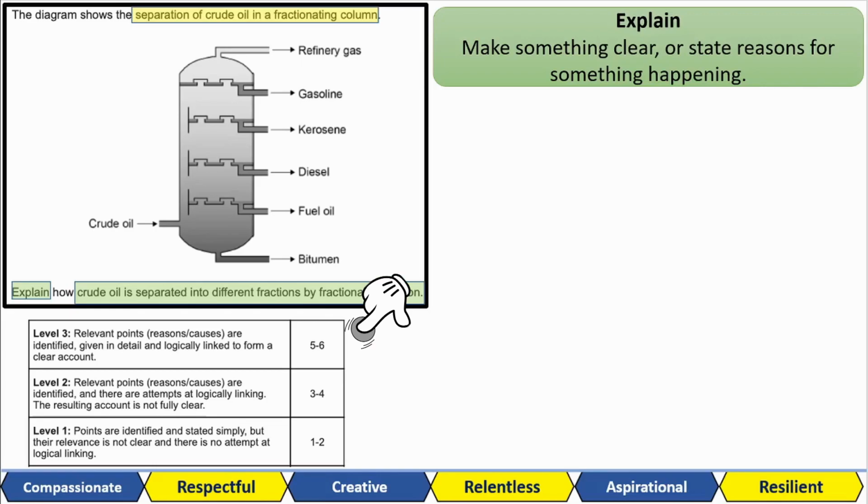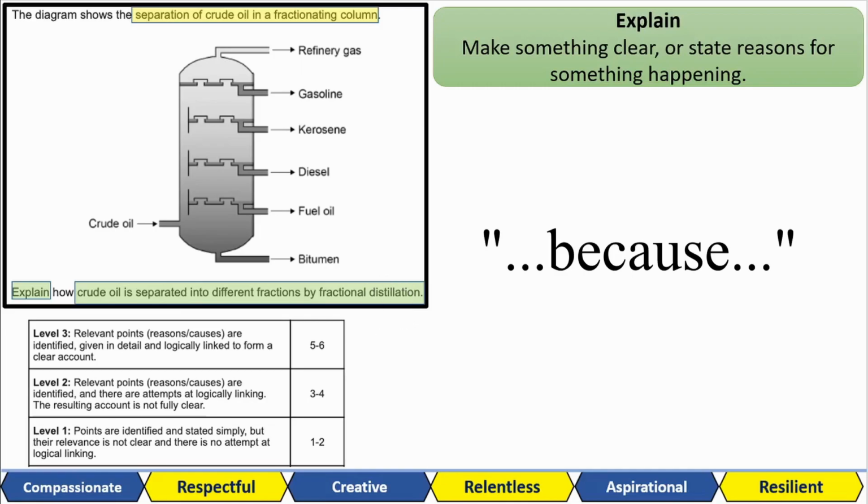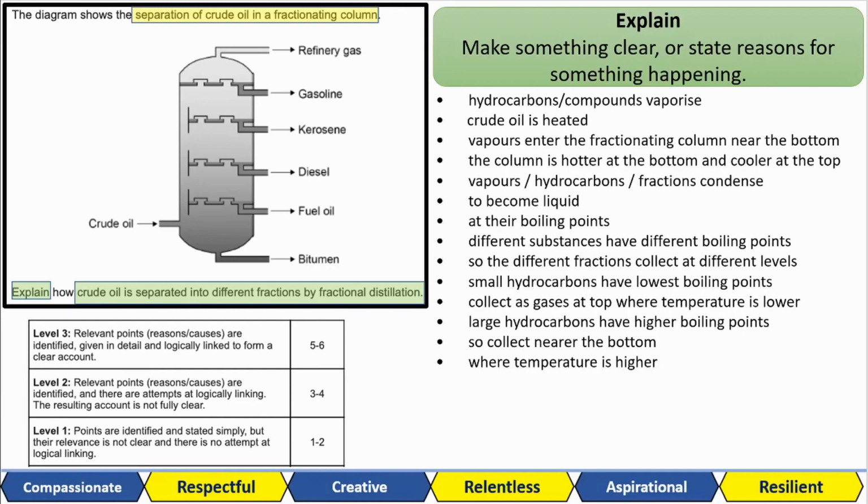To get the highest marks, you have to give logical links with your points. The easiest way to do this is to use a conjunction like because. Look at these different points that you could have put in your answer. I can logically link these using conjunctions. Hydrocarbons vaporize because the crude oil is heated. Vapors enter the fractionating column near the bottom because the column is hotter at the bottom and cooler at the top. These are some examples that you can use. So you basically give a point and then you give an explanation.